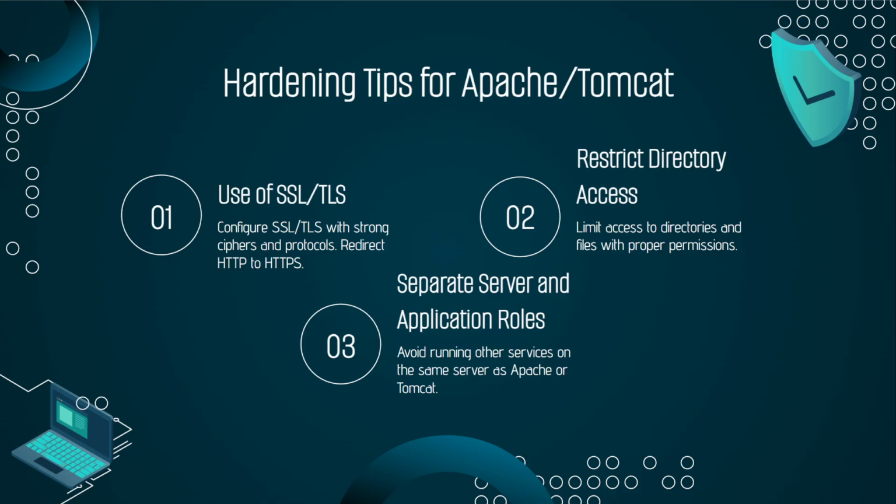As for some key hardening tips, first, we can use SSL and TLS again to secure communication, and configure strong cipher protocols in the configuration file. You can also redirect HTTP traffic to HTTPS using Apache's .htaccess or Tomcat's web.xml file. Second, restrict directory access. Configure file permissions to limit access to sensitive files and directories.